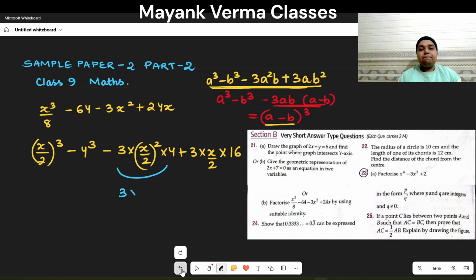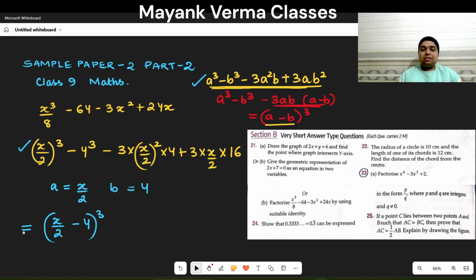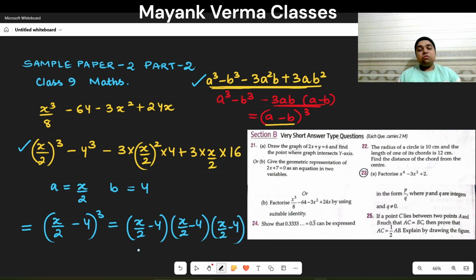So by comparing these two things, this one and this one, I can say in place of a it is x by 2 and in place of b it is 4. So I will get (a minus b) whole cube, so (x by 2 minus 4) whole cube. You can leave it as it is, and you can also write it down as 3 times: (x by 2 minus 4) times (x by 2 minus 4) times (x by 2 minus 4). Okay, so this will also be the correct answer. All right, let's see the next question.